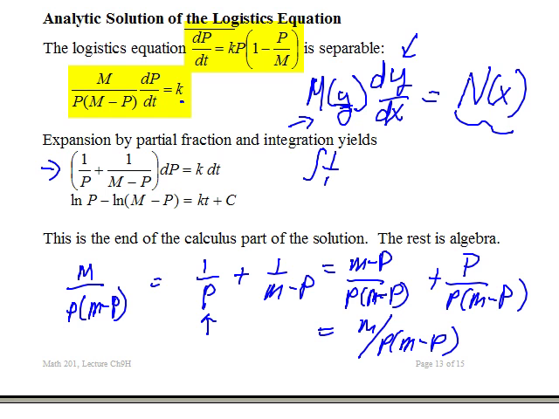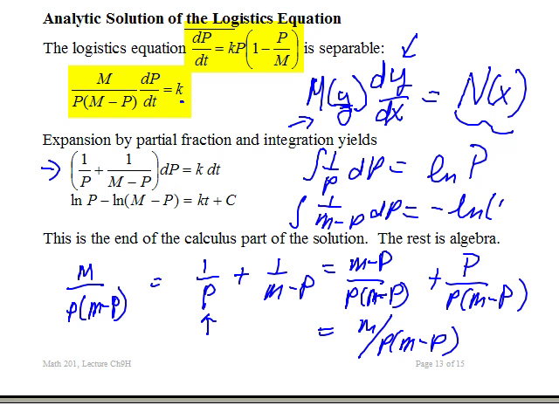So if I integrate 1 over p dp, I get the natural log. If I integrate 1 over m minus p dp, you can either do substitution or recognition at this point. It would be minus log of m minus p. On the other side, integration just gives you kt, and then I lump everything together with this constant c. That is the end of the calculus. Totally, now it's just algebra.